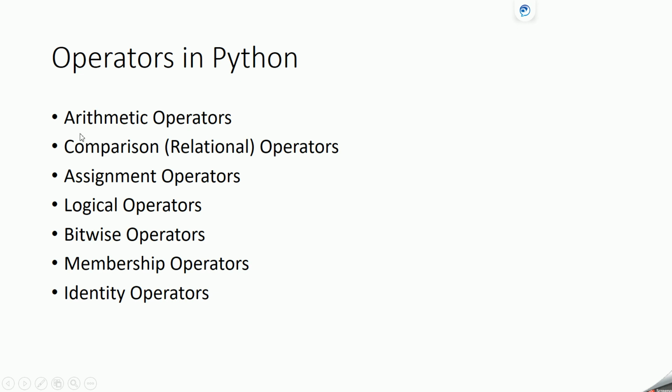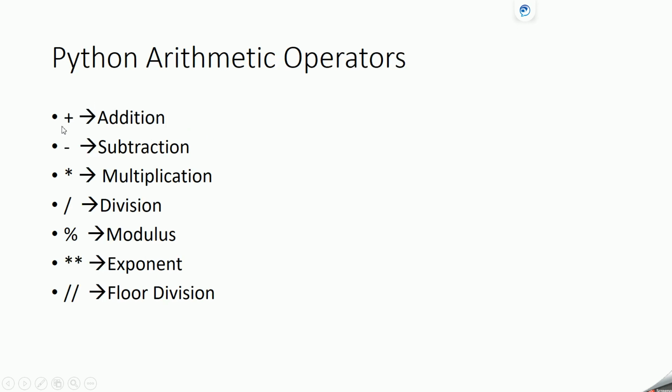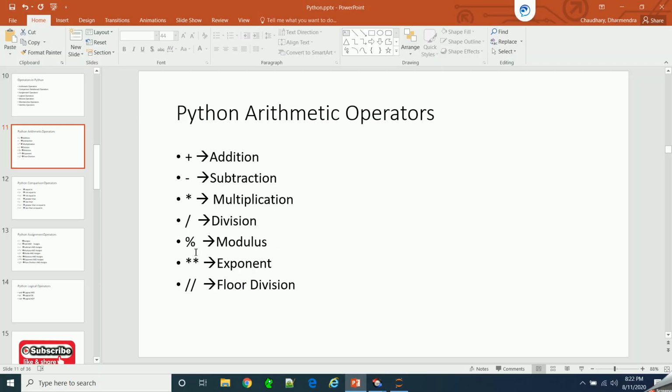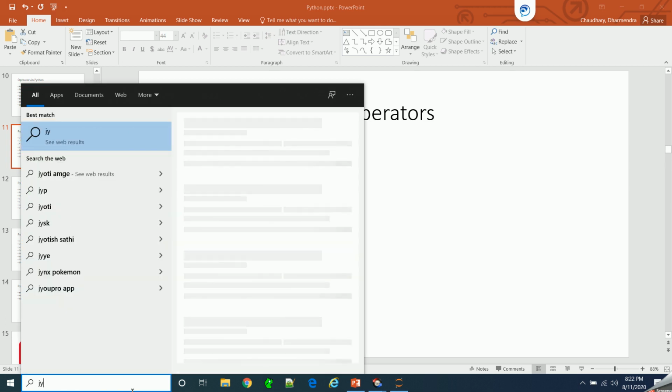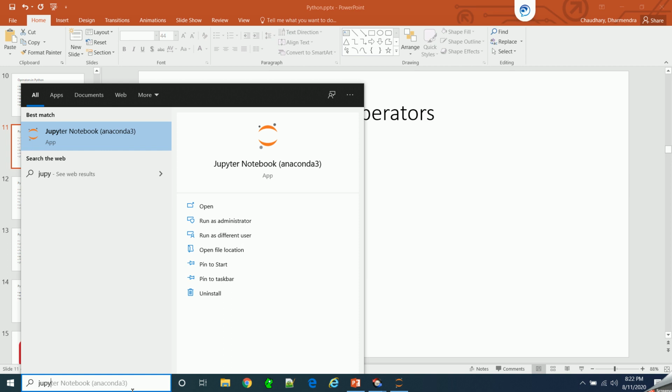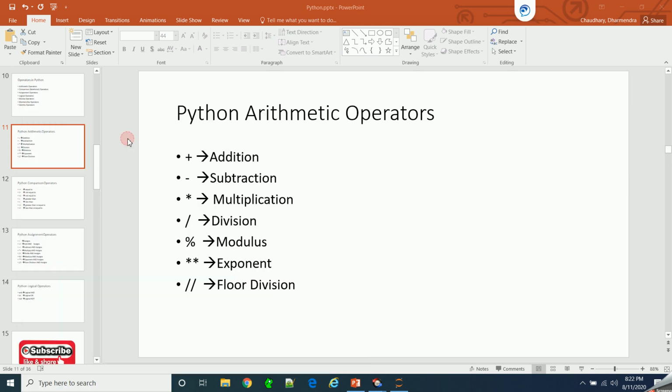There are various types of arithmetic operators. In arithmetic operators, we have addition, subtraction, multiplication, division, and modulus, which is used for calculation of remainder. And we have exponent, which is used for power calculation, and this is floor division. So we'll see each of them with an example. So let's write an example using this Jupyter notebook that we have installed using the Anaconda distribution.